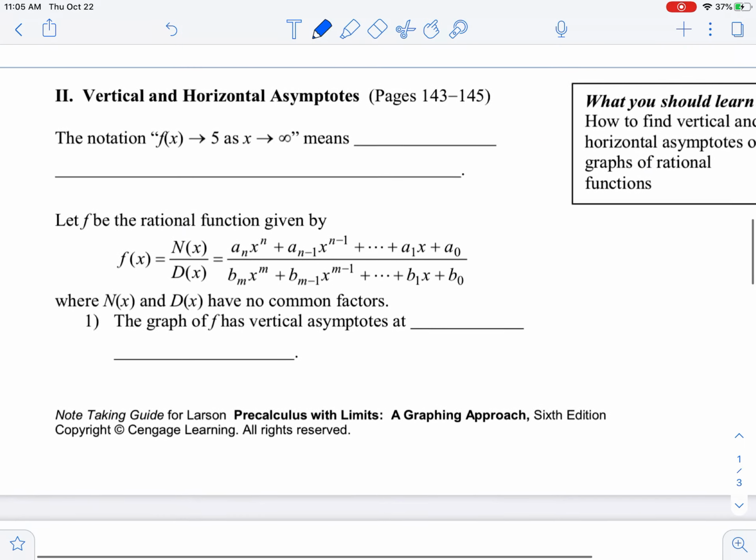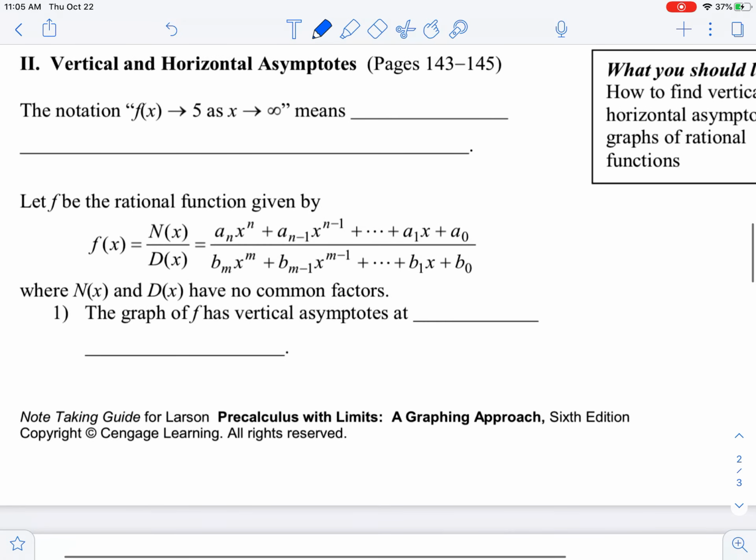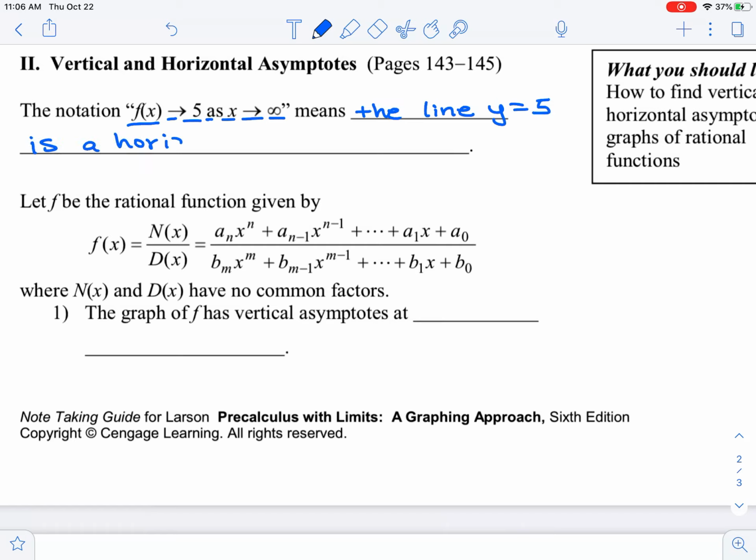Okay, let's talk about horizontal and vertical asymptotes, and you can read about this on page 143. The notation f of x approaches 5 as x approaches infinity means that the line y equals 5 is a horizontal asymptote of f. You can read about this on page 143 in that box, in the definition of a horizontal asymptote. So here's what we know.